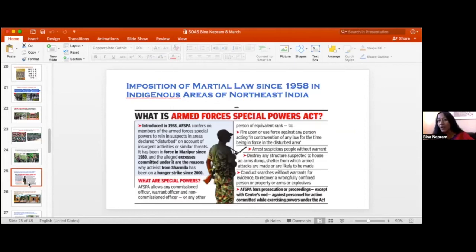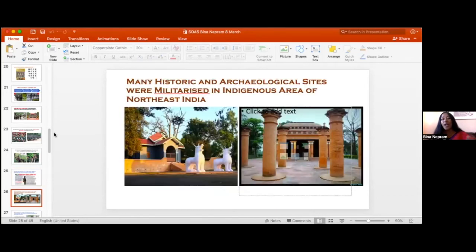Now, why are these conflicts hidden? Because we are so violently repressed that they don't want you and the world to know. That is why conflicts are hidden, because of the worst kind of violations that have happened in our parts of the world. It is not just about our culture, but our historic and archaeological sites are all militarized right now.